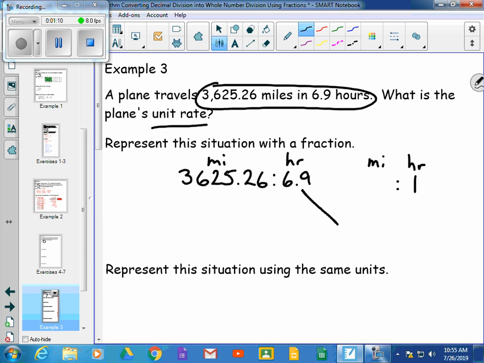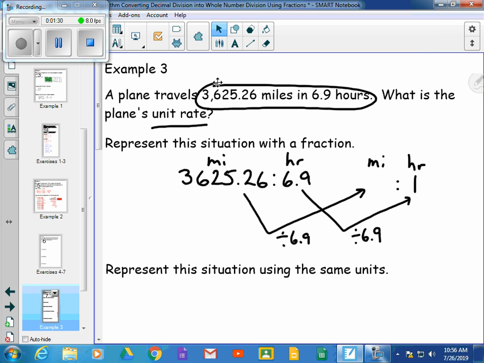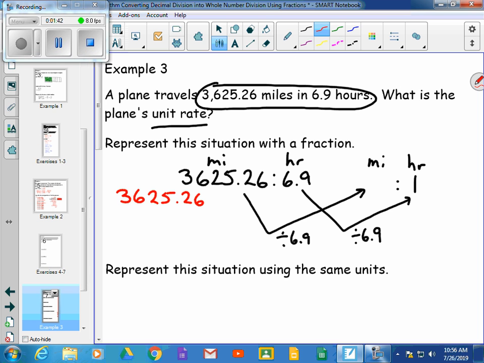Then using my equivalent ratios tools, I'm saying, what do I need to do to 6.9 to get to 1? I have to divide that by 6.9. That means I have to divide this by 6.9. So don't forget to use those tools as a way to understand, am I multiplying or am I dividing? In this case, we're dividing 3,625.26 by 6.9.